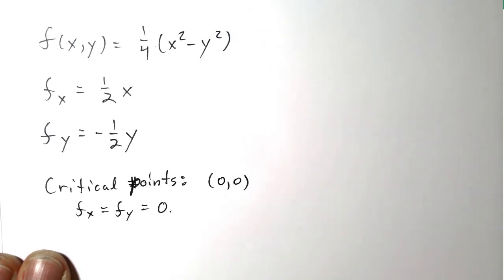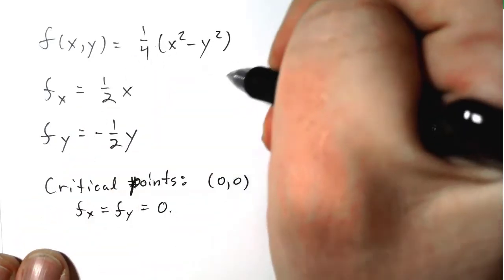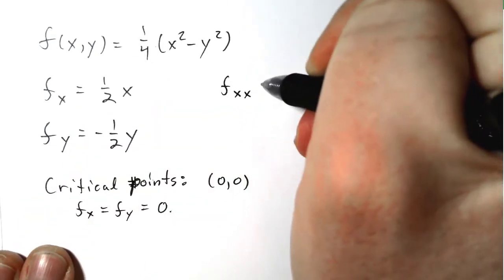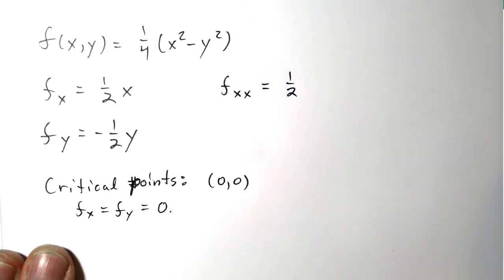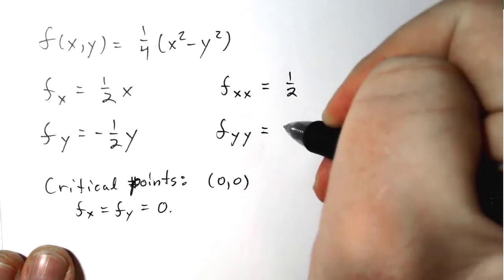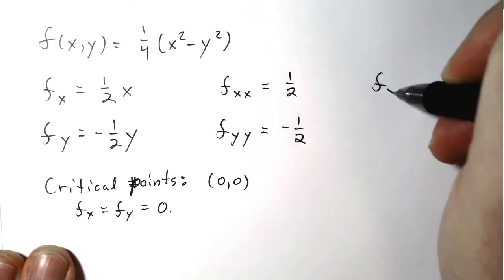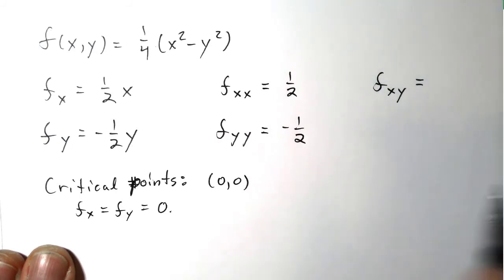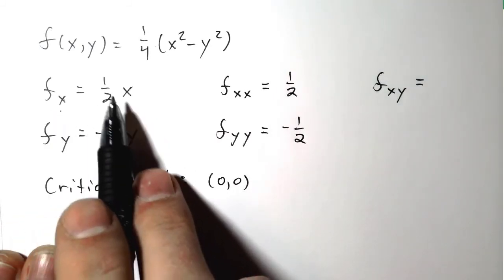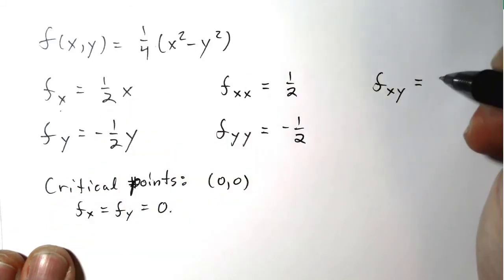Okay, now let's try to identify what kind of critical point that is. So we're going to do the second derivative test. We need to compute the discriminant. And for that, we need to find the second derivatives of f. So let's compute fxx. Well, that's just 1/2. That's pretty easy. Let's compute fyy. Well, that's just negative 1/2. Let's compute fxy. Well, I'm just differentiating this with respect to y. Well, x is a constant with respect to y, so this is 0.